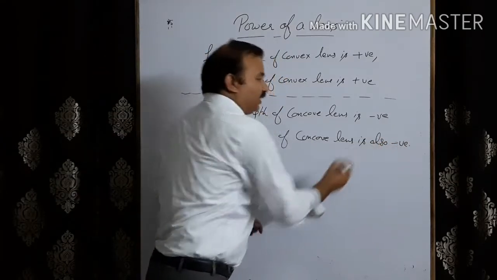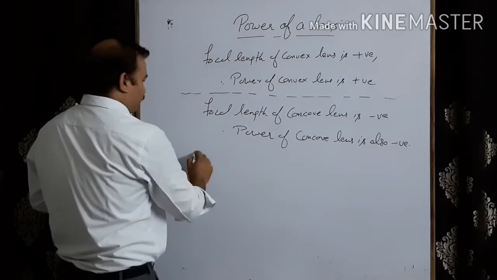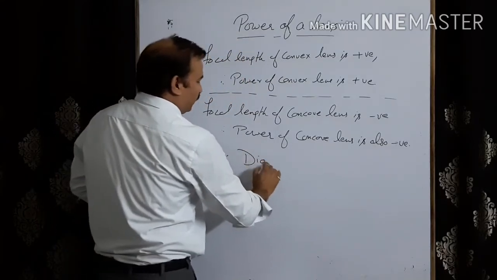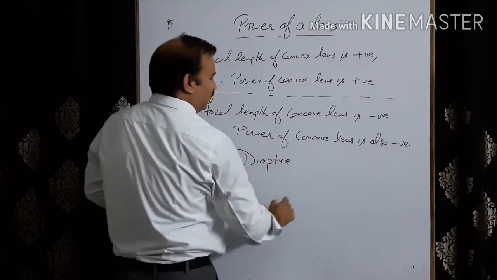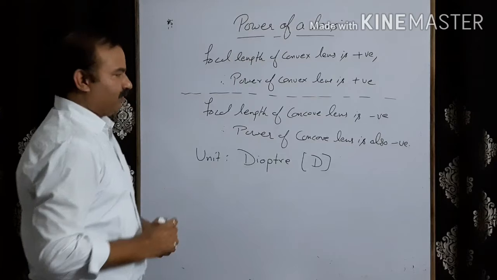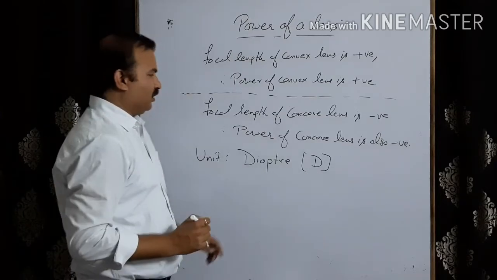Now comes the unit of the power. The unit of the power is diopter, D-I-O-P-T-R-E, diopter, abbreviated as D. We write it as capital D. That is the symbol of this one.